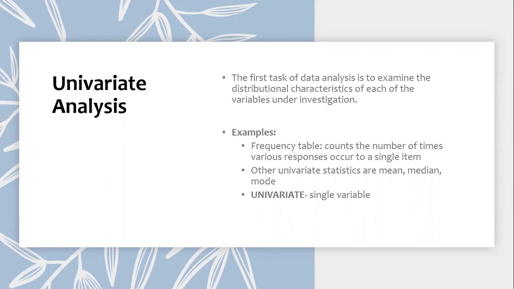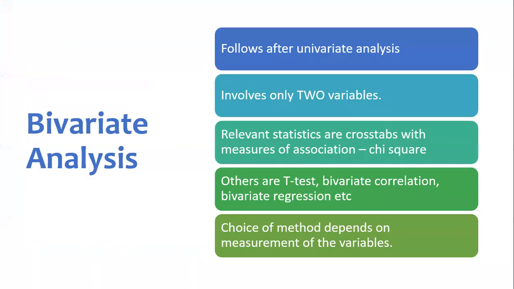Univariate analysis: the first task of data analysis is to examine the distributional characteristics of each of the variables under investigation. An example of univariate analysis is to come up with a frequency table, counting the number of times some various responses actually occur. Then you could also present in your table the mean, the median, and mode. Those are examples of univariate analysis. When we talk about uni, it's talking about a single. So univariate analysis is actually single variable analysis.